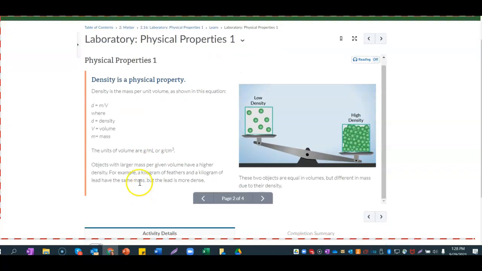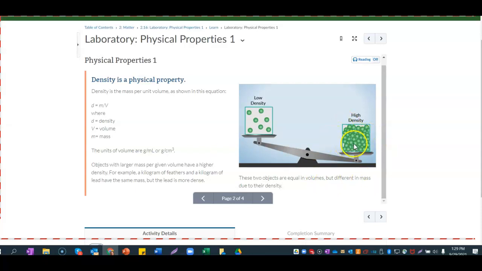Kind of explaining that, the volume is basically how much space the object contains. If it's a solid, the units might be grams per cubic centimeter. If it's a liquid, it might be grams per milliliter. Those would be the units of measurement you would use. Objects with a larger mass per given volume have a higher density. For example, a kilogram of feathers and a kilogram of lead have the same mass. They're both a kilogram, but the lead is more dense.